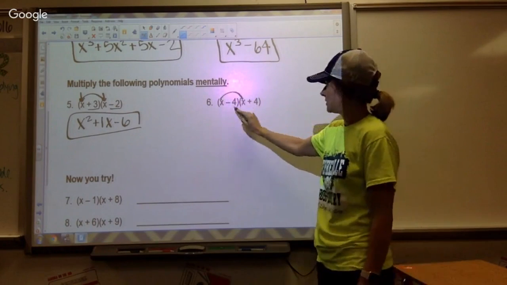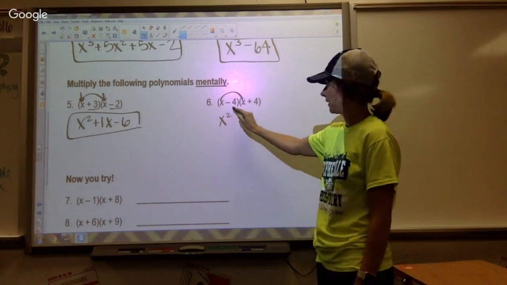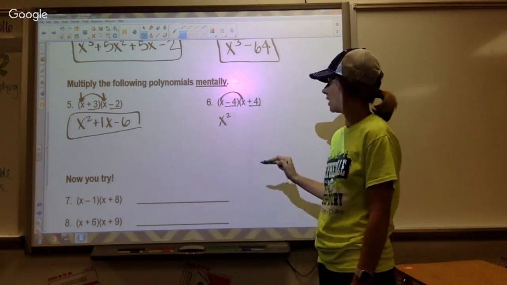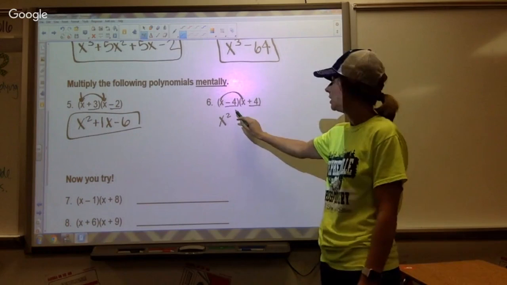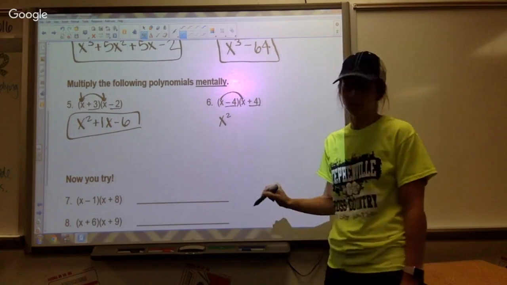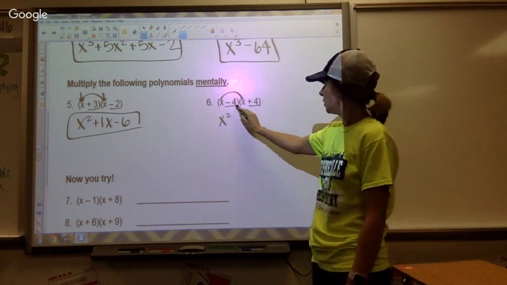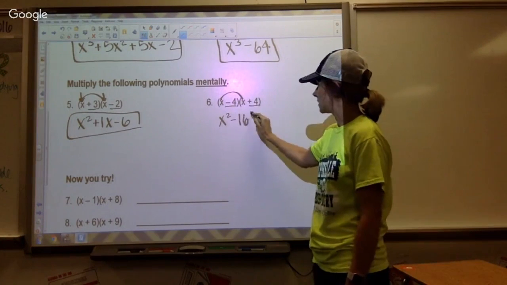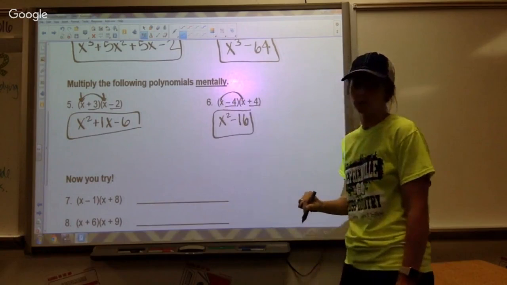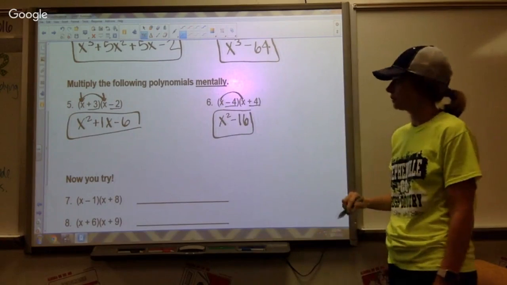So I multiply these together to give me x squared. I'm going to add these two numbers together to get your middle term. Negative 4 plus 4 gives you 0. So you will not have that middle term with that x. You multiply these and you get negative 16. So x squared minus 16 would be your answer.